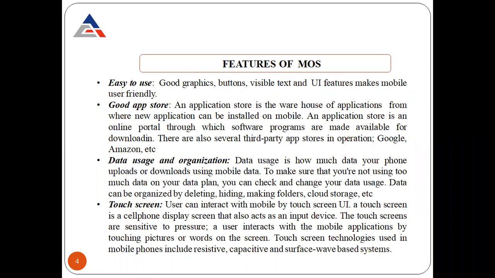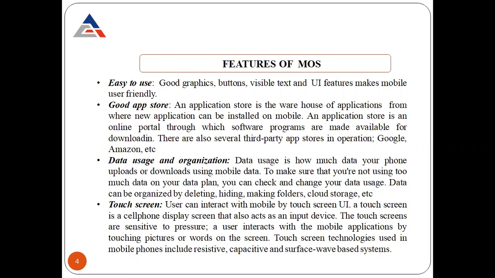Next is data usage and organization. Data usage is how much data your phone uploads and downloads using the mobile data. So your mobile has a particular capacity of data uploading or downloading on a particular day, 1.5 GB and so on. To make sure that you are not using too much data on your data plan, you can check and change your data usage as per your requirement. You can increase or decrease it.